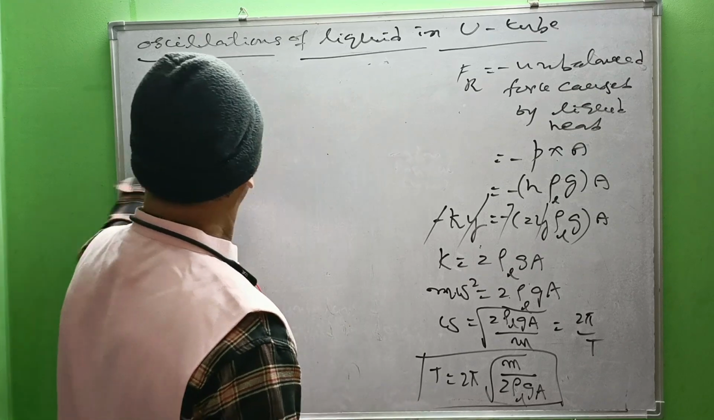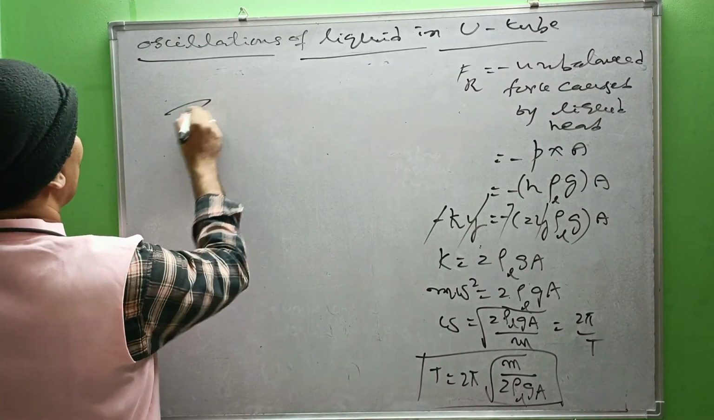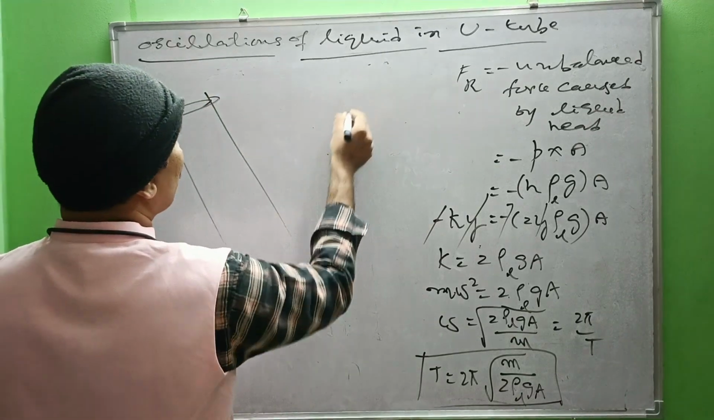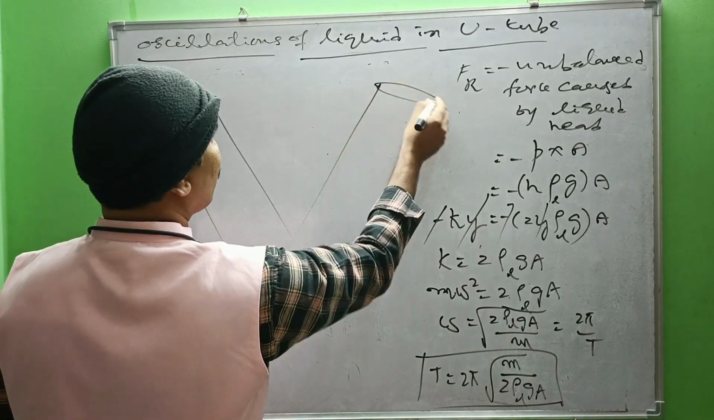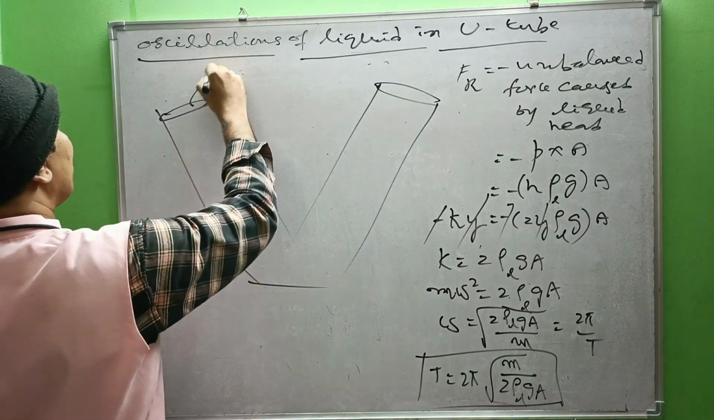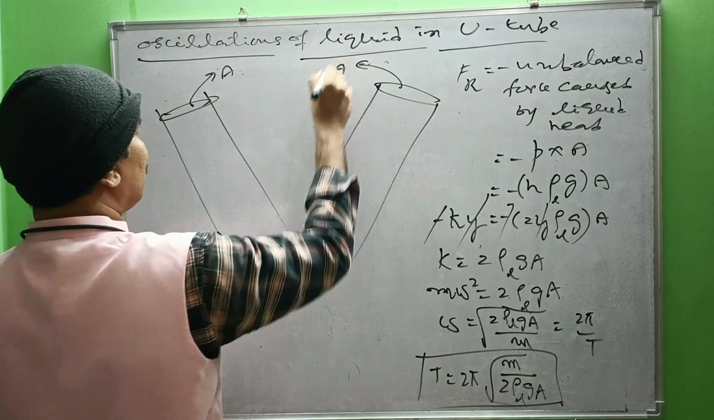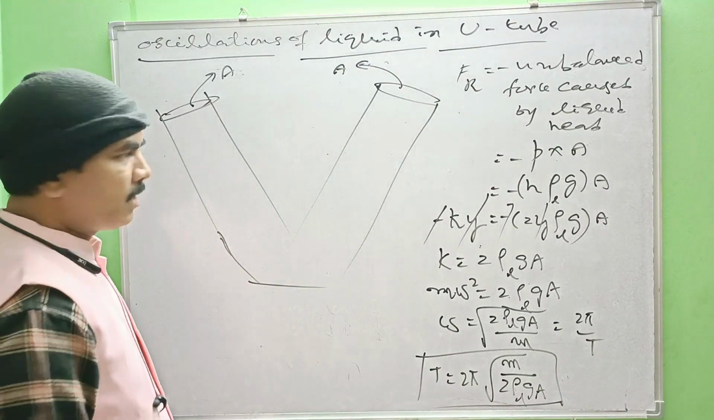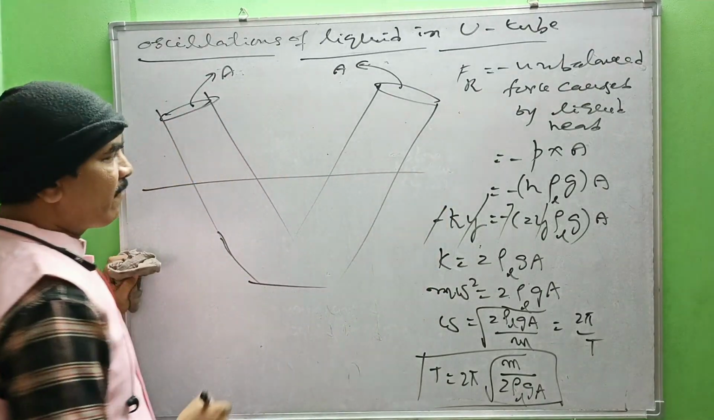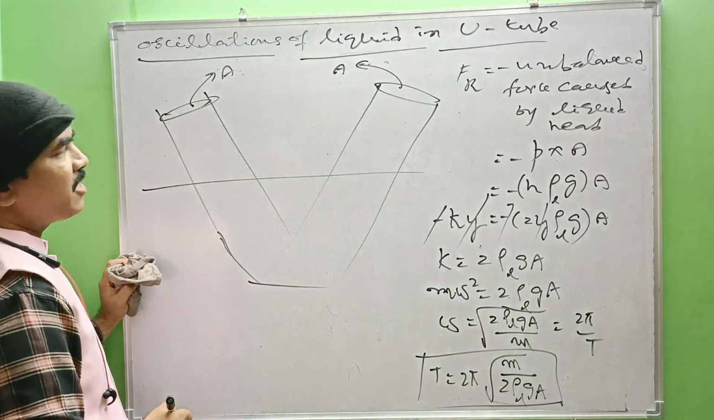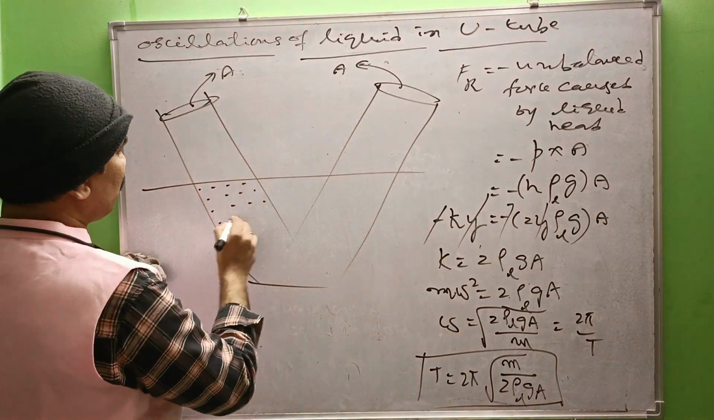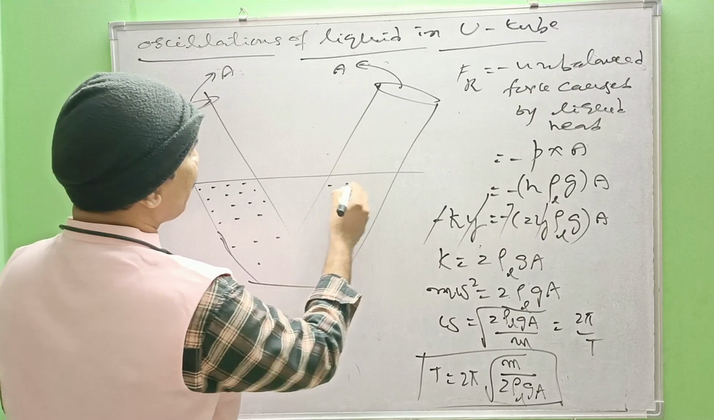V-shaped tube. This is the left limb. This is the right limb. Each has cross section A only, for example. So here it is A, here it is A. Not U-shape but V-shape. Now this is the initial level of the liquid, as an example. So liquid is taken up to this level in both limbs like that.